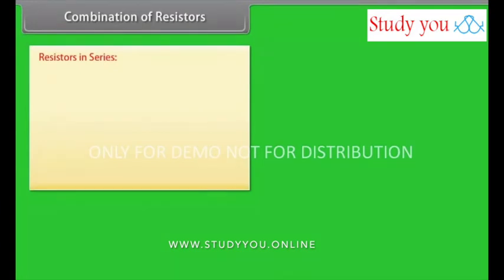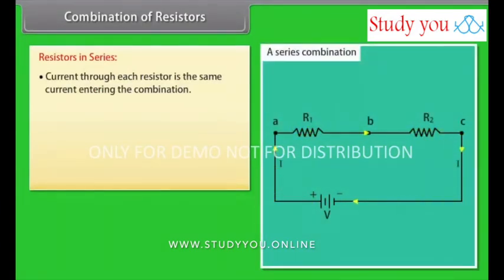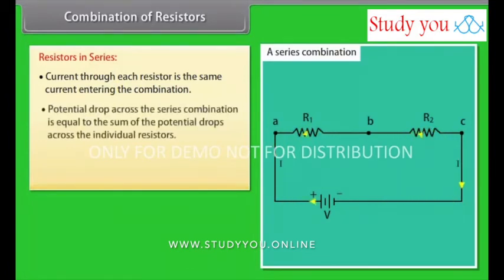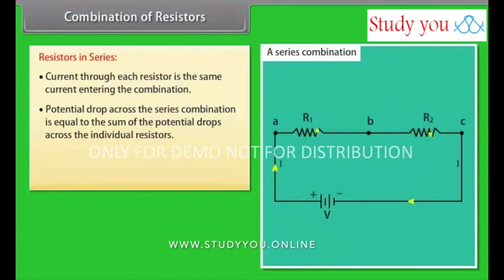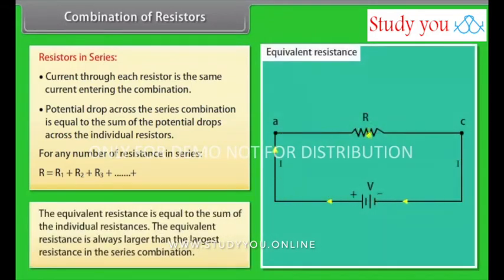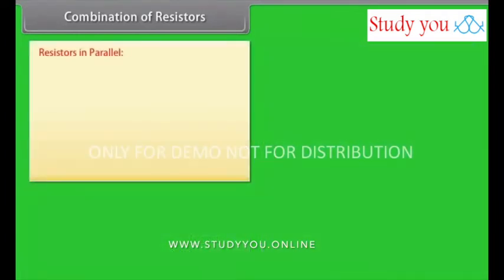Resistors in series. Current through each resistor is the same as the current entering the combination. Potential drop across the series combination is equal to the sum of the potential drops across the individual resistors. For any number of resistances in series, R is equal to R1 plus R2 plus R3 and so on. The equivalent resistance is equal to the sum of the individual resistances. The equivalent resistance is always larger than the largest resistance in the series combination. Resistors in parallel.